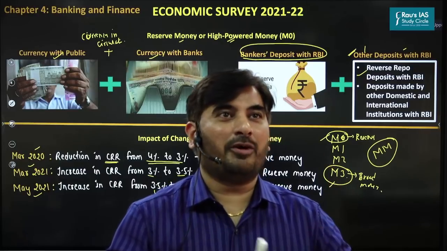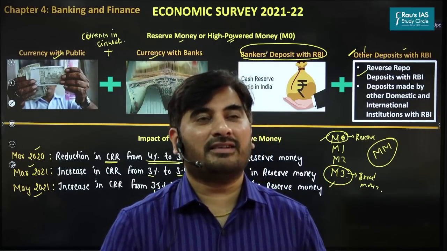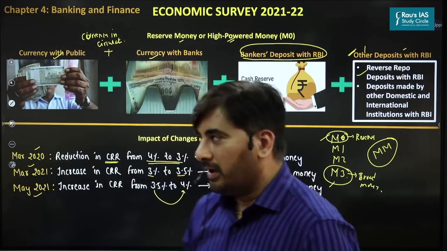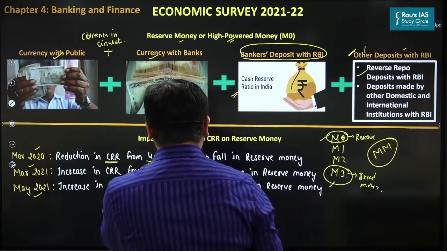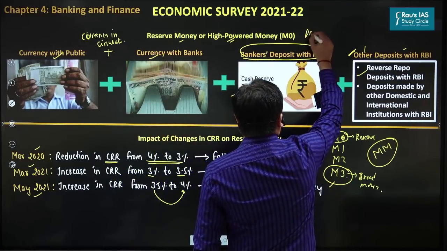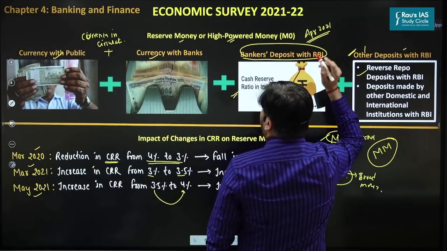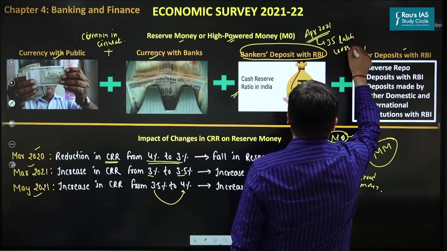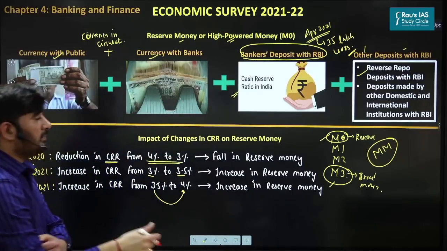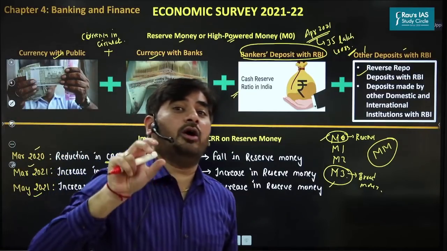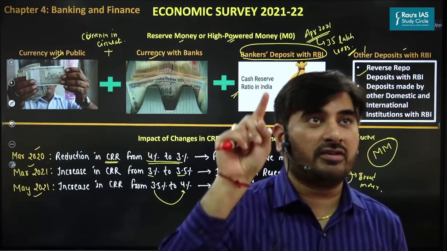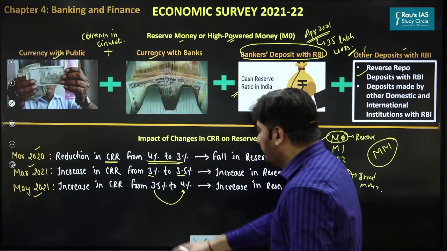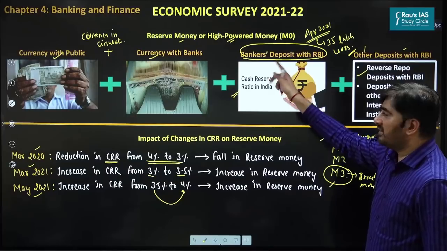And then you have deposits made by other domestic and international financial institutions. So totally, this we call reserve money. If I have to tell you the exact value, as on April 2021, this reserve money was approximately 35 lakh crore. This was my approximate value. So this is the total liability of the RBI. Total liabilities of RBI was how much? 35 lakh crore. Now we are going to understand how changes in CRR are going to affect the reserve money.